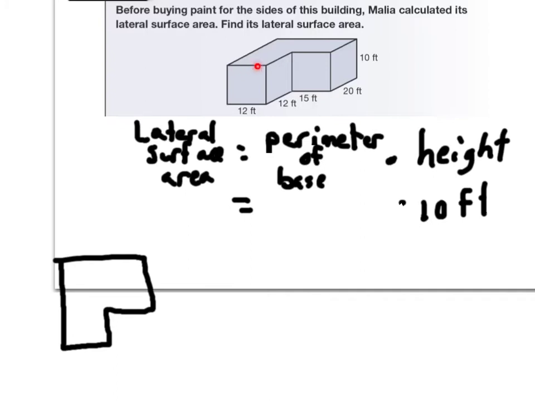Well, this front part right here has to be 12 because it's got to be the same as this one. So this little bottom is 12. Okay, and this little part has to be the same as this one right here because that forms a square shape. So that's also got to be 12. This part's got to be the same as this one, so that's got to be 15. And this part has to be the same as this one, so it's got to be 20.